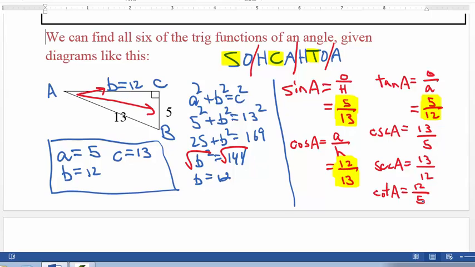12/5. All right? So again, the thing to keep in mind was these were just reciprocals. Right? This was the reciprocal of this. This was the reciprocal of this. And then this was the reciprocal of this. Okay? So that would be the 6 trig functions of angle A.